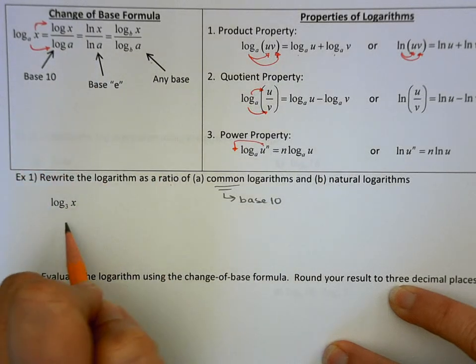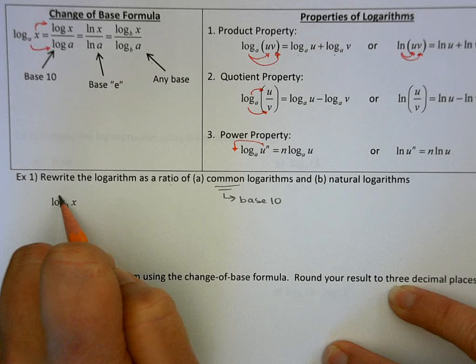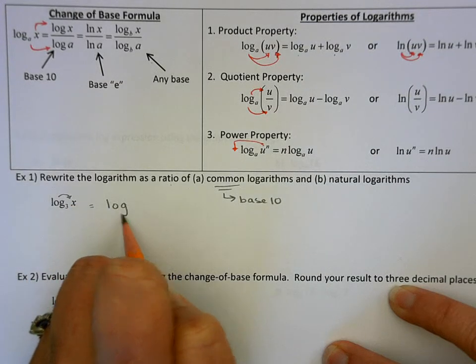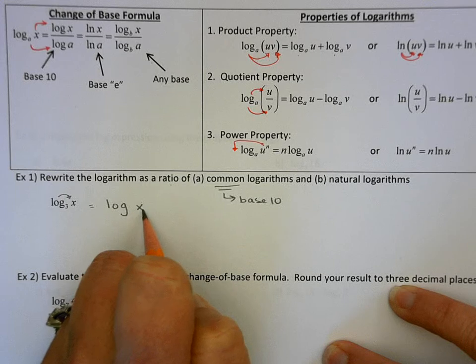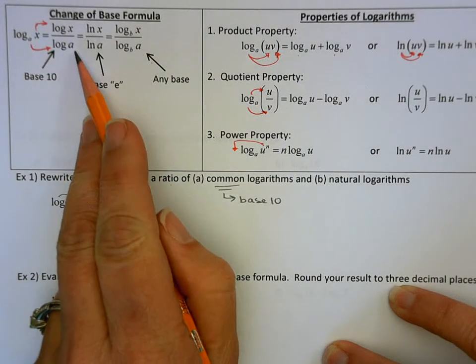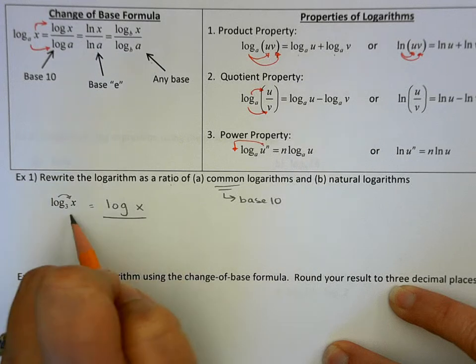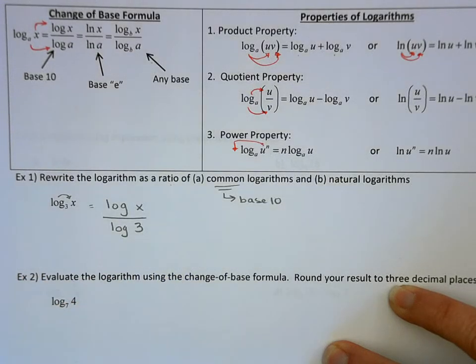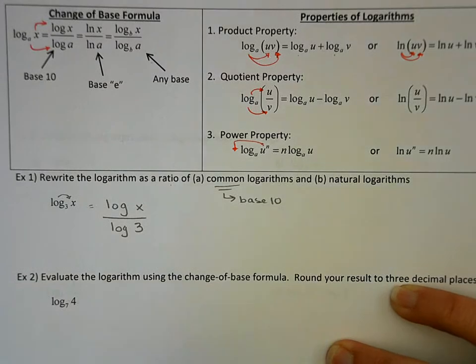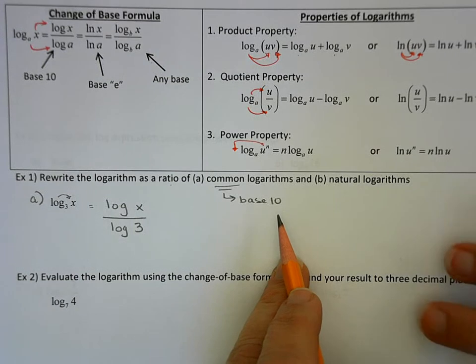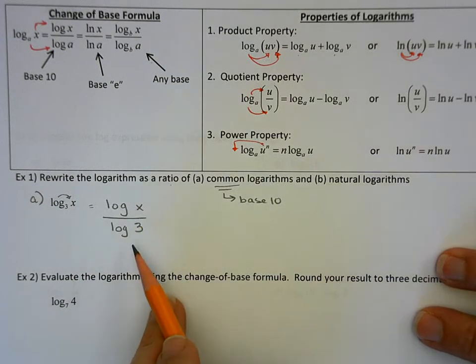When I look at this, I have a log of x, and it's a common log, so it's going to be base 10 implied. And then in the denominator, the base is my denominator, so then divided by log 3. And so that's for A. So for part A, or the first part of example 1, that's a common log, so implied base 10.